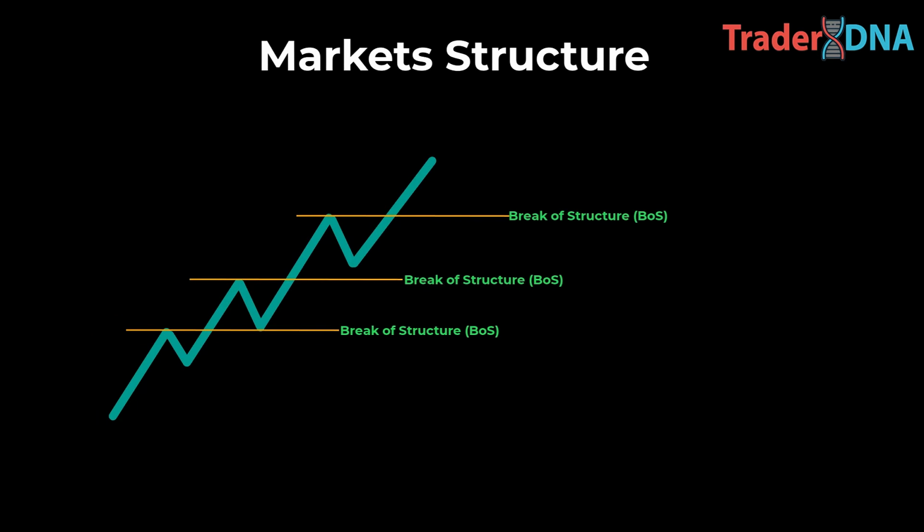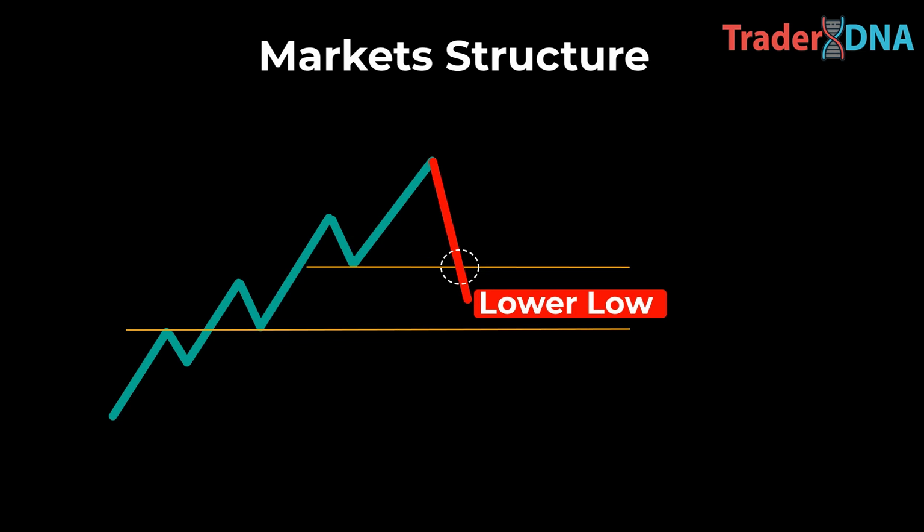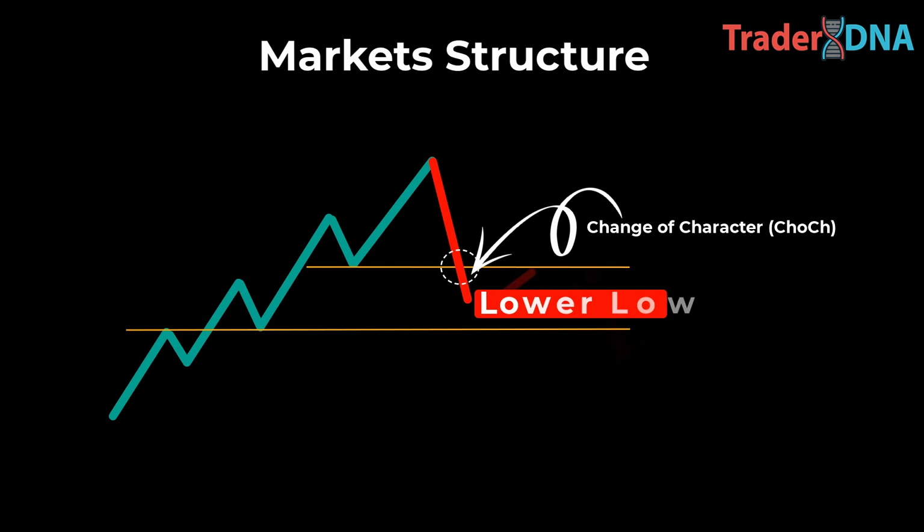But trends don't last forever. Eventually, the market will change direction. This shift happens when the price breaks below a previous low and forms a lower low. This is known as a change of character because it signals a shift from an uptrend to a downtrend.